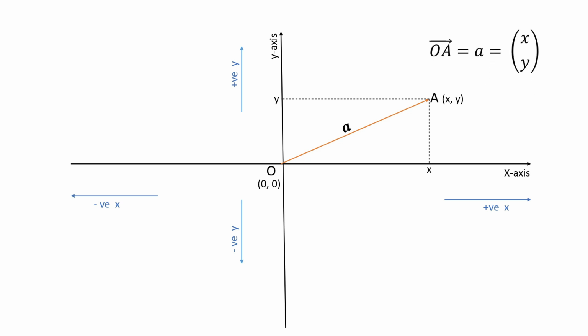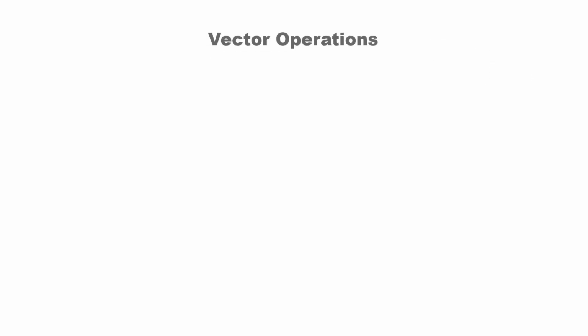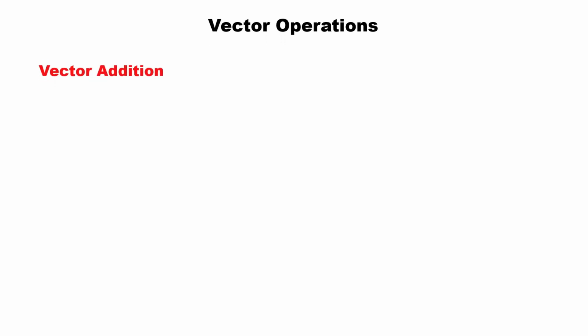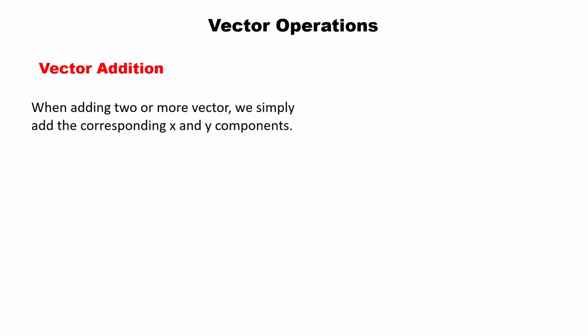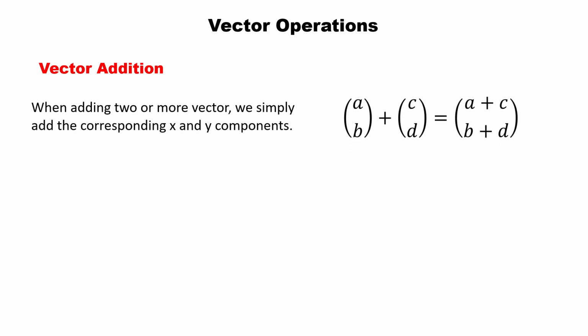Now let us talk about vector operations, starting with vector addition. When adding two or more vectors, we simply add the corresponding X and Y components. For example, suppose we have a vector with A and B, and another vector with C and D. According to the principle, we add corresponding X values, hence A plus C, and also the corresponding Y values, B plus D.